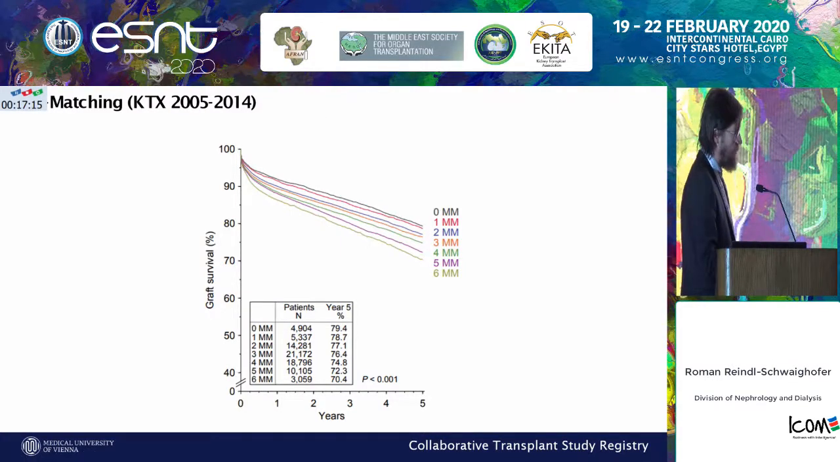This is again the Collaborative Transplant Study from Gerhard Opelz in Heidelberg. That's one of the largest transplant registries, and this nicely shows that alloimmune responses, defined here by HLA antigen level mismatch, are associated with adverse long-term graft outcomes. We also see that the difference between the different HLA mismatch groups is predominantly in the first year after transplantation, and afterwards the slopes are almost parallel.